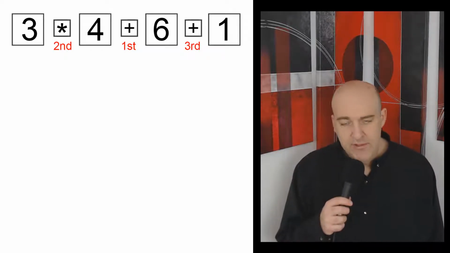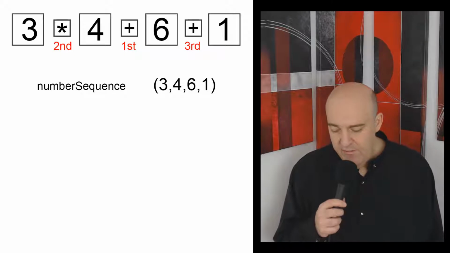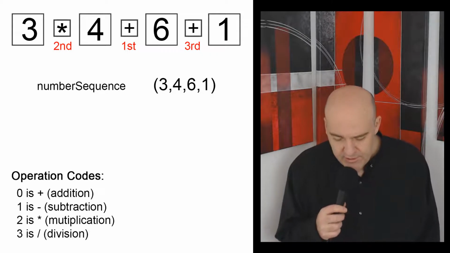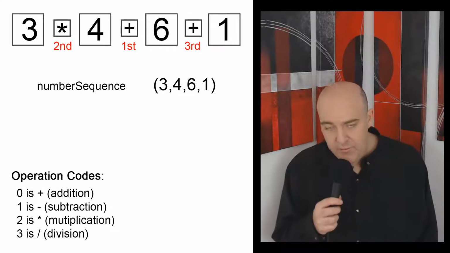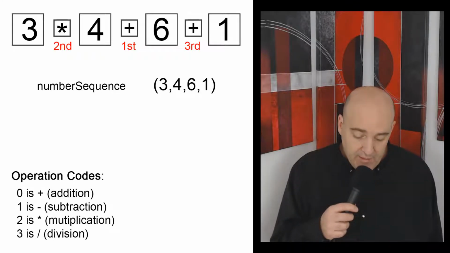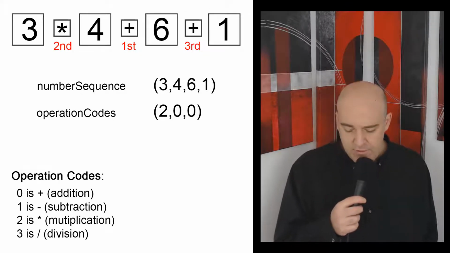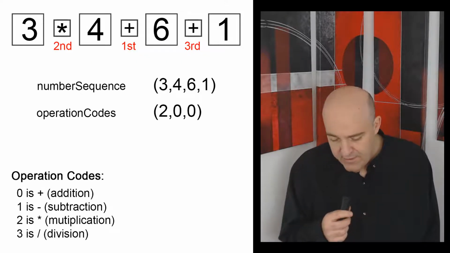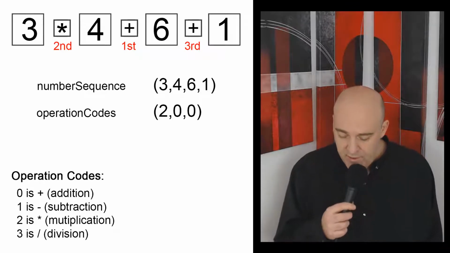Let's define a variable called number sequence, which contains the order of the numbers that we've decided upon. In this case, it would be 3, 4, 6, and 1. Also, for each operation, let's introduce just an integer to represent that operation. Let's call these the operation codes. Let's make 0 be addition, 1 be subtraction, 2 is multiplication, and 3 will be division. With that, our operation codes in this particular example would be 2, 0, 0. So the 2 is the multiplication between the 3 and the 4. The second 0 represents the addition between the 4 and the 6, and the last 0 represents the addition with the 6 and the 1.